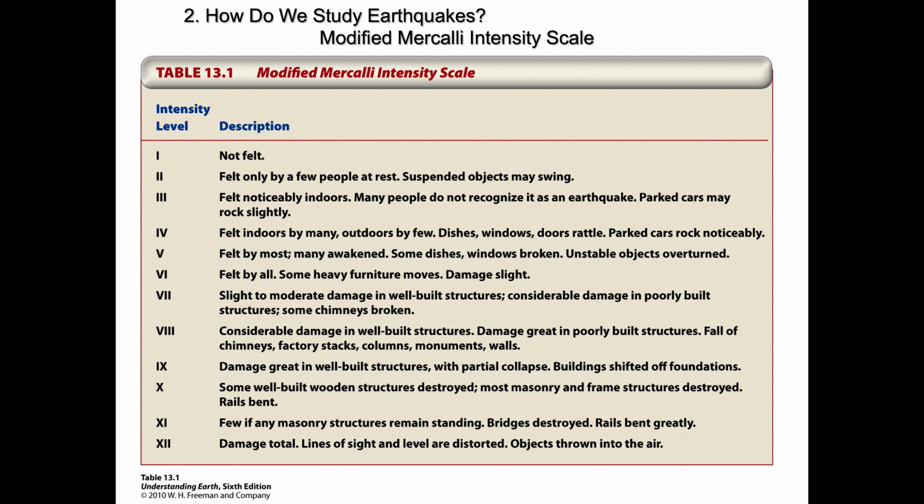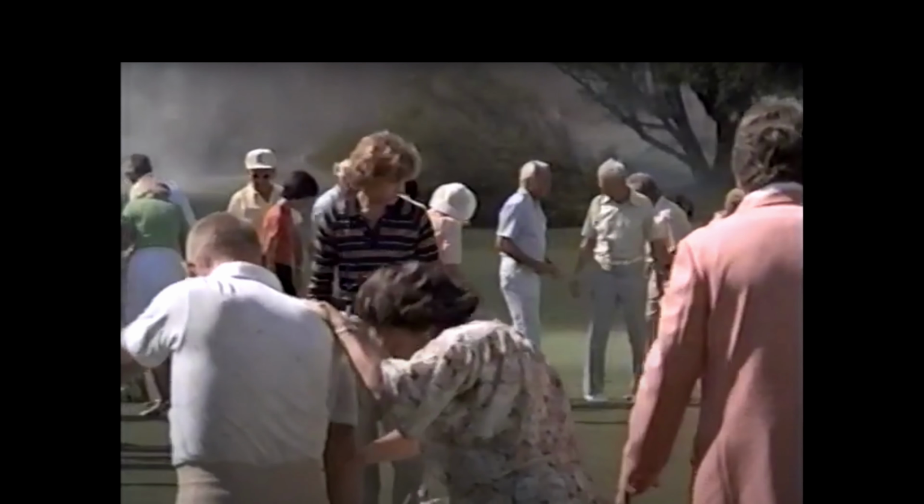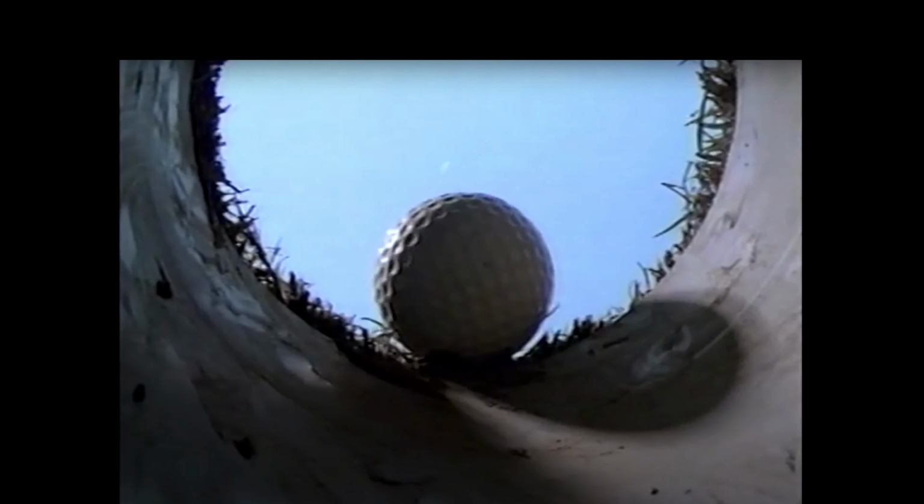A 9, damage is great even in well-built structures with partial collapse. Buildings can be shifted off their foundations. A 10, now it's getting really catastrophic. Even well-built wooden structures can be destroyed. Most masonry and frame structures are destroyed, and railroad lines are bent up. And at 11, few if any masonry structures remain standing. Bridges are destroyed, rails are bent greatly, and at a 12, damage is total, lines of sight and level are distorted, objects are thrown into the air. That's a pretty spectacular earthquake.